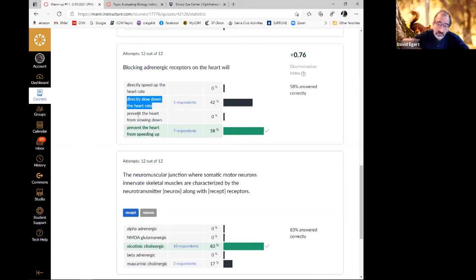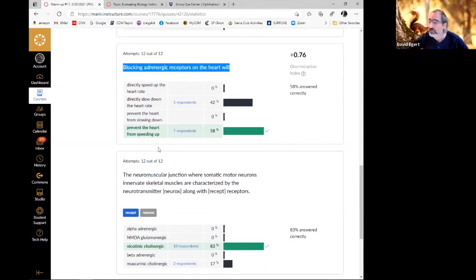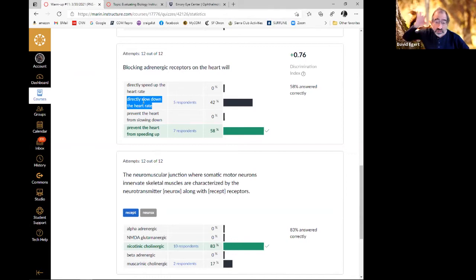What it's doing is it's blocking the sympathetic neurons that would speed up the heart. So if you have an adrenergic antagonist, something that blocks adrenergic receptors, it prevents the heart from speeding up in response to something. But it's not going to directly slow down the heart rate, because if you want to directly slow down the heart rate, you need to do parasympathetic activation. That's what's going to slow down the heart rate.